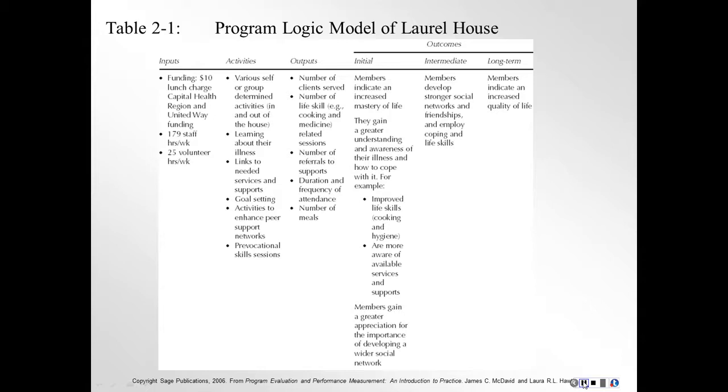Outputs then connect with outcomes. In the example here of the logic of the Laurel House, we have 3 different levels of outcomes specified across different time periods. Initial outcomes, which basically summarize how the members of Laurel House feel, how the program participants feel. Intermediate outcomes, where members engage in an ongoing development of different aspects of their life and coping skills. And then finally, the long-term outcome, the sort of ultimate output of the program. Members indicate an increased quality of life.